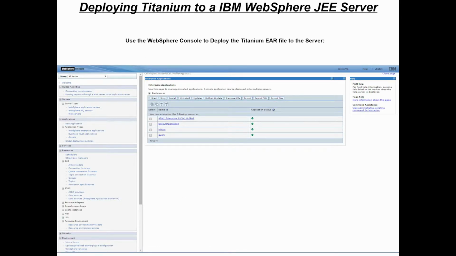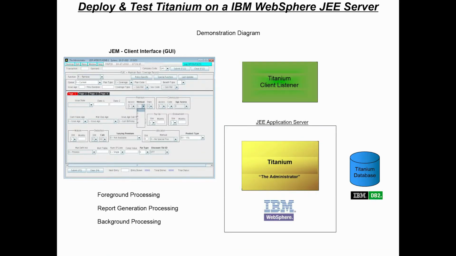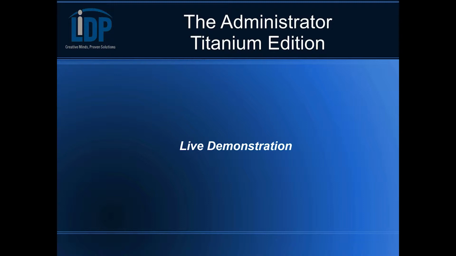This next screenshot from the IBM WebSphere console is what I will be using in the live demonstration to show you how I will then deploy this EAR file to the WebSphere application server. Once all of the components are up and running and the Titanium Enterprise EAR file is deployed and started on the WebSphere application server, the next thing I will do will be to test our foreground processing, our report generation processing, and our background processing. And with that, let's begin our live demonstration.